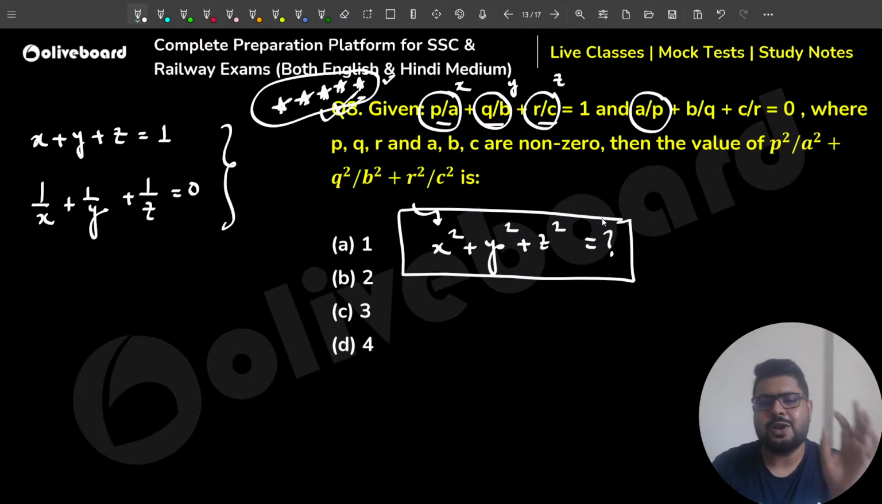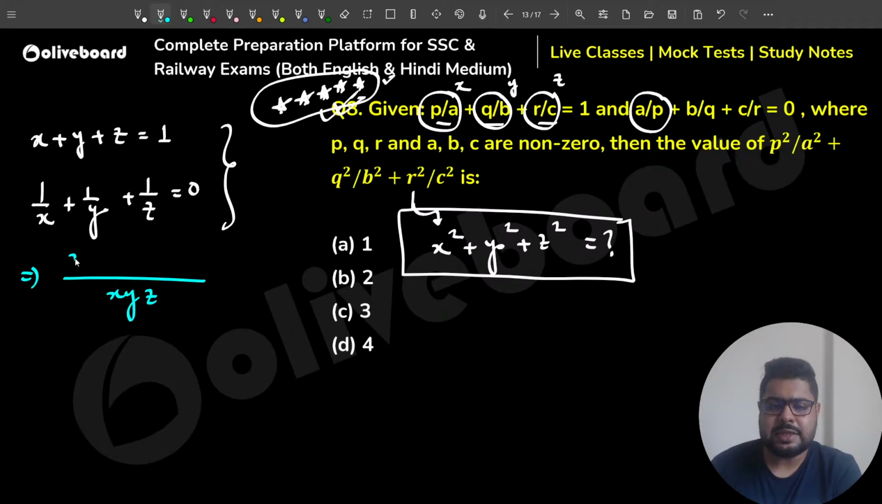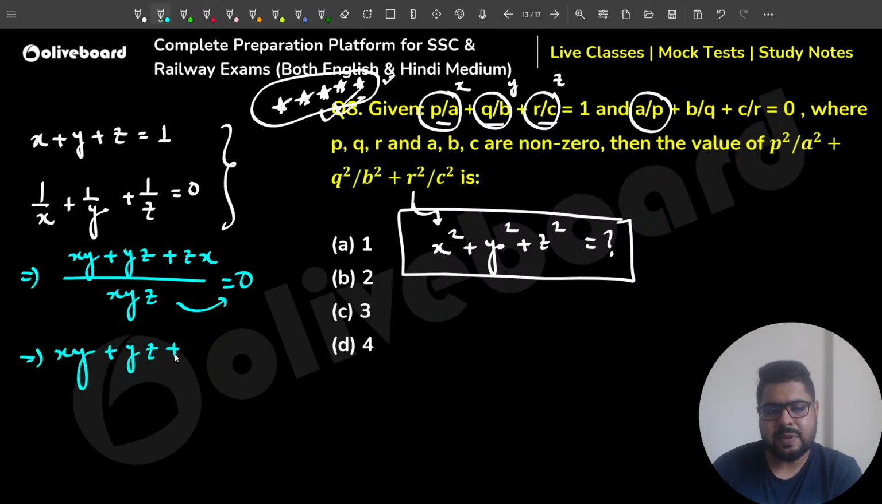Now, most of you are going to be able to do this. But till the time you are thinking P by A, Q by B, again A by P, B by Q, you will get stuck. Let's not waste time. Very quickly, from here I can write XYZ as your LCM. So this will give you XY plus YZ plus ZX is equal to 0, since 0 into anything is 0. So I'm getting a simple relation: XY plus YZ plus ZX is equal to 0.